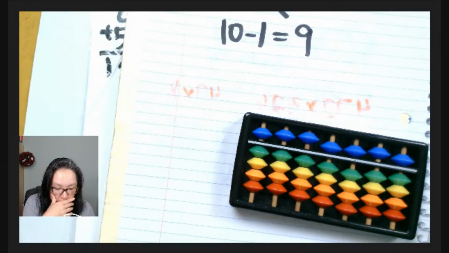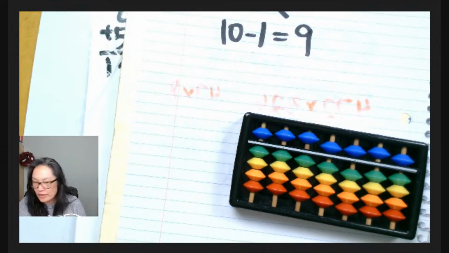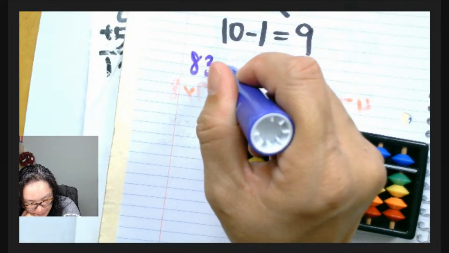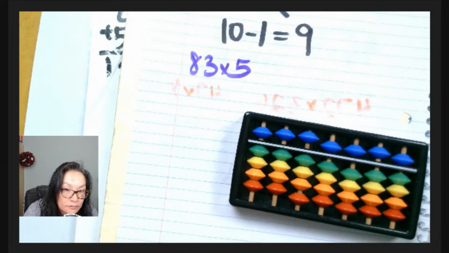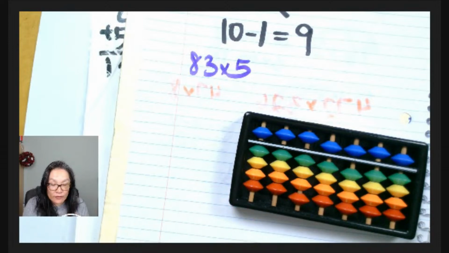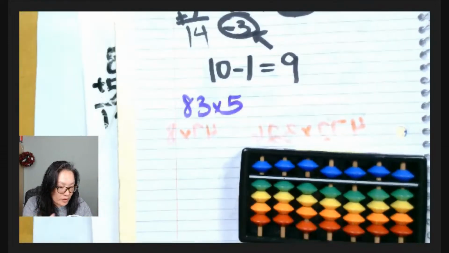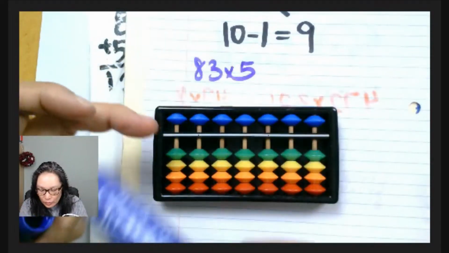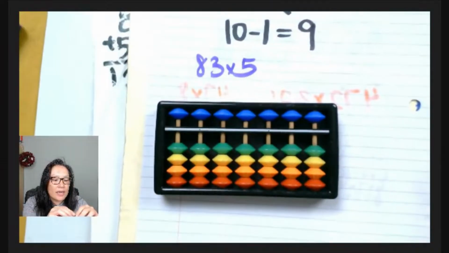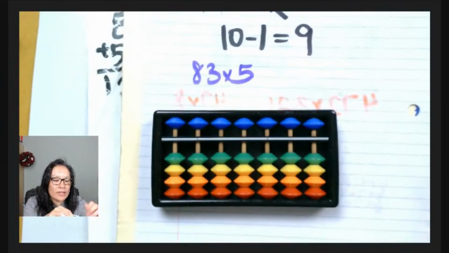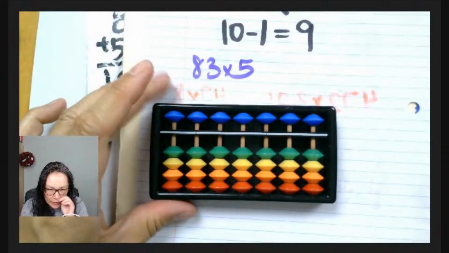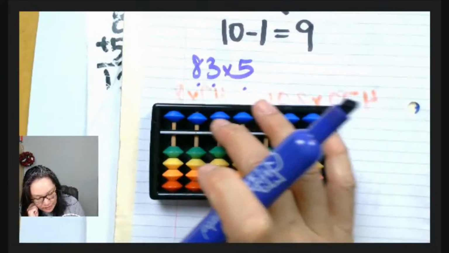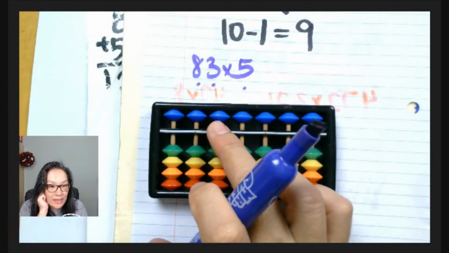Okay, here is a question. This is a fun question. Let's see how this works. 83 times 5. The first thing we're going to do is count our digits, because we need to understand where we're going to put our answer. The abacus helps us place our numbers. One, two, three. So we're going to be in the hundreds column.